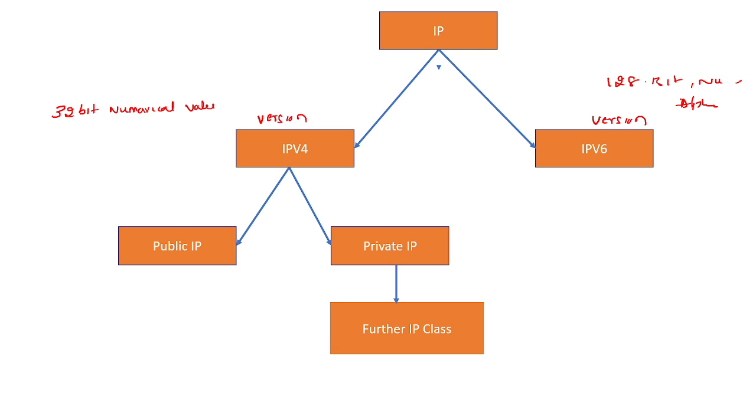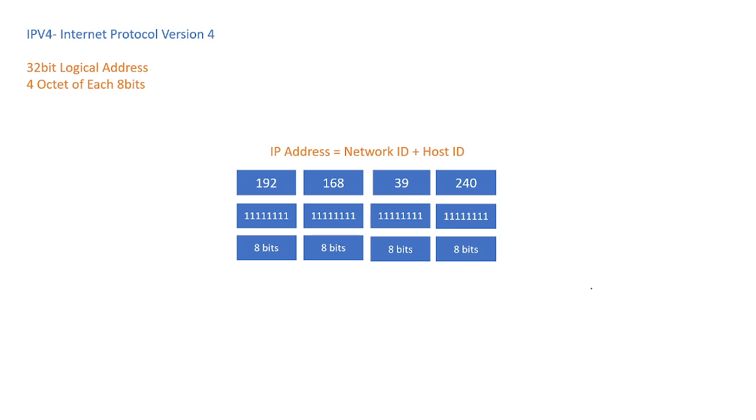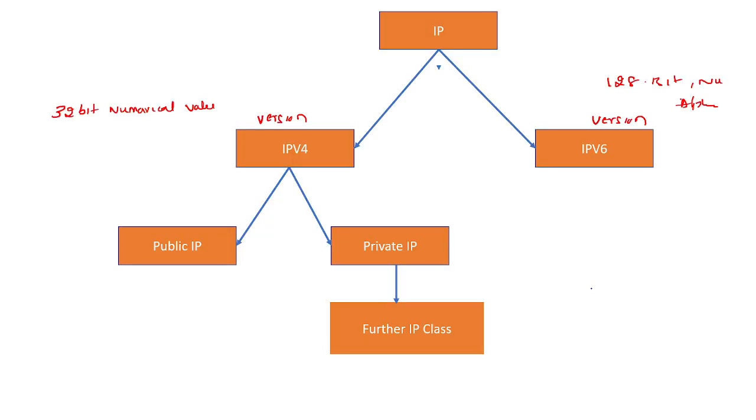So this private IP further gets classified into classes. There are 5 classes of IP addresses. There are two versions of IP address: IPv4 and IPv6. IPv4 further gets classified into public IP and private IP, and this private IP further gets classified into classes of IP address. There are 5 classes of IP addresses. I'll discuss them in the next slide.